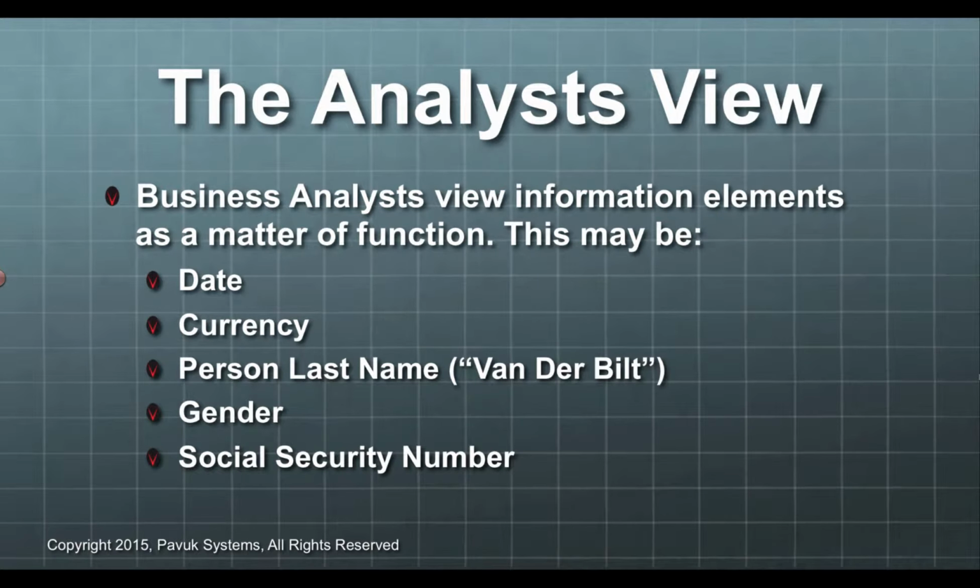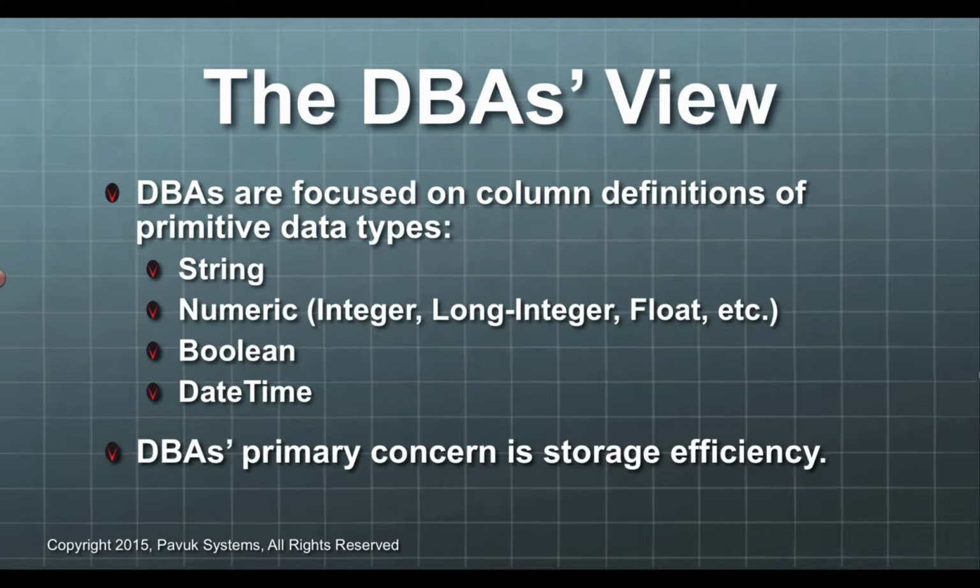The Analyst View. The Business Analyst views information elements as a matter of function. This may be a date, currency, person last name with special rules, gender, social security number, or other functional types. The DBA's view is sort of the reverse. DBAs are focused on column definitions of primitive data types, such as string, numeric, Boolean, or date time. The DBA's primary concern is storage efficiency.